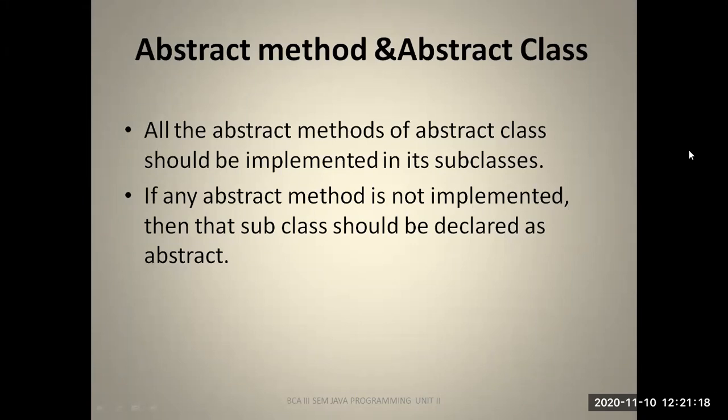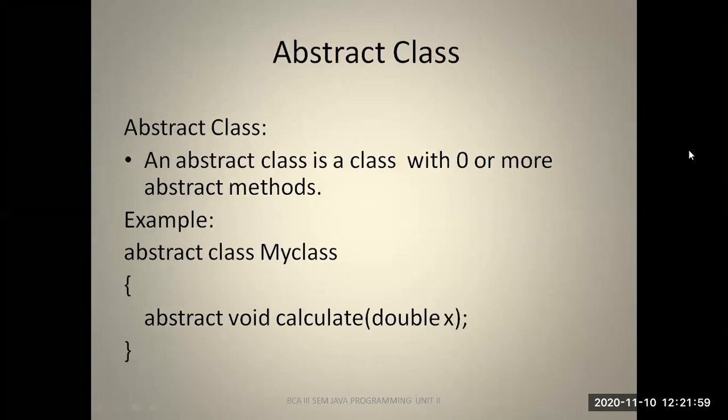All the abstract methods of an abstract class should be implemented in its subclasses. It is compulsory. If an abstract class contains one abstract method, it should be defined in its subclasses. If the abstract method is not defined in a subclass, then that subclass also behaves as an abstract class because it is not defining the abstract method which is part of the abstract class. So it should also be declared as abstract. See how it looks.